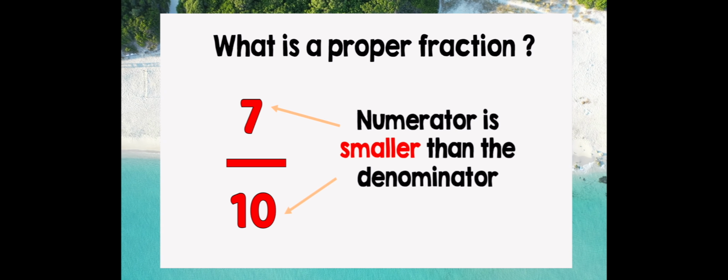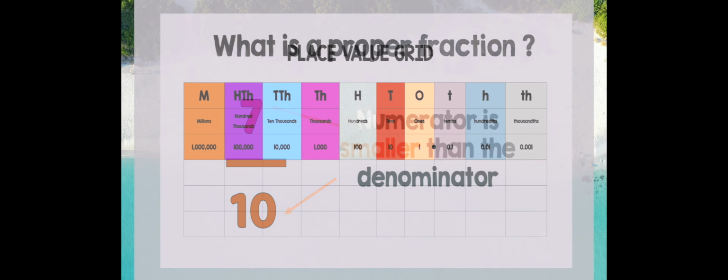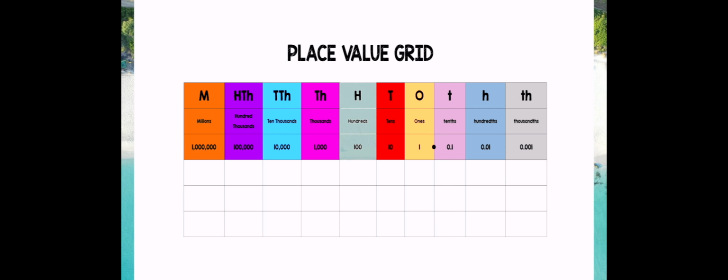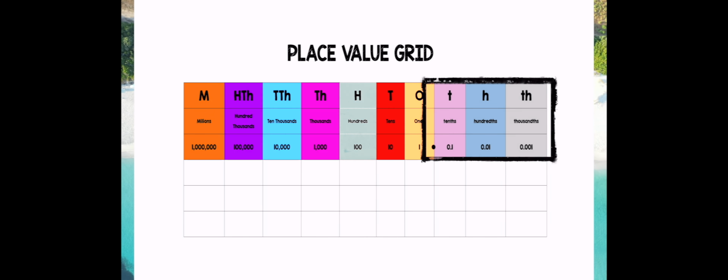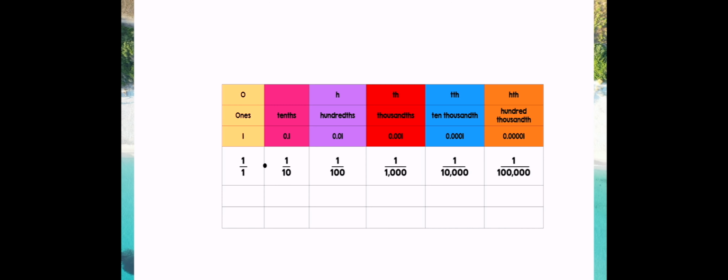If we look at a place value grid, you can see that the numbers on the right hand side of the decimal place are where the proper fractions sit. So it's this side of the grid we're interested in. For example, a half, that would be on the right side of the decimal place, or 52 over 100, that would be on the right side of the decimal place. So if you understand what a proper fraction is, it's less than a whole and the numerator is smaller than the denominator, then you've got this.